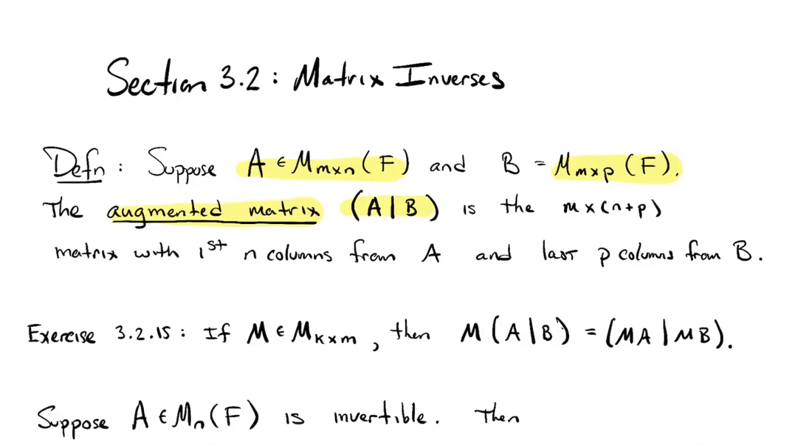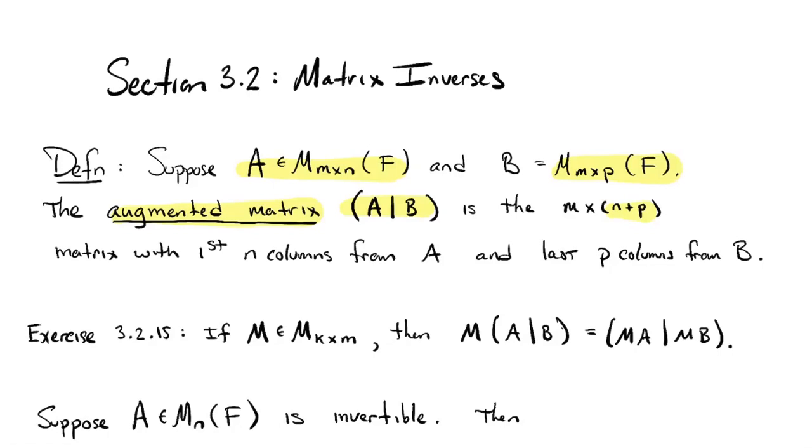It has the same number of rows that A and B do, but its number of columns is n plus p. You sum the number of columns. The first n columns come from A, the last p columns come from B. So you just stack the two matrices next to each other and you get an m by n plus p matrix. It's called the augmented matrix, A B.